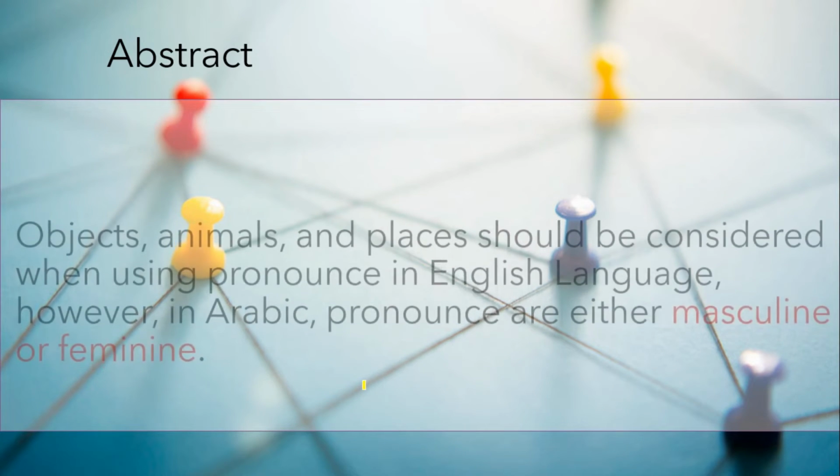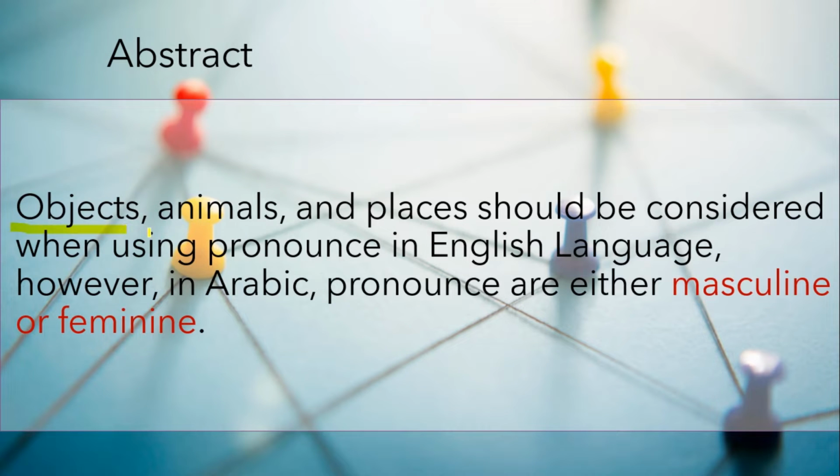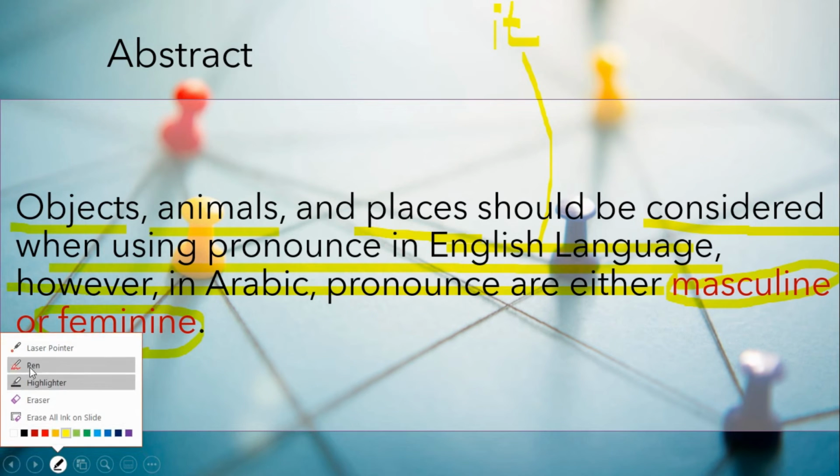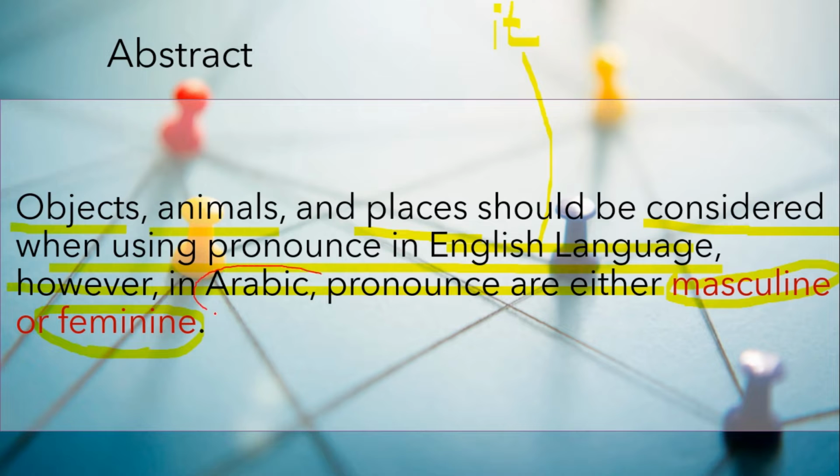First, let's have a little bit of abstract on that. The objects, animals and places should be considered when we are using pronouns in the English language. This is something we all know. But in Arabic language, pronouns are either masculine or feminine. They don't have the "it". You know, when we are using "it" in the English language, in Arabic language we don't use it at all. So whether the subject is feminine or masculine, we are using the pronouns accordingly. We don't have it in the Arabic language.